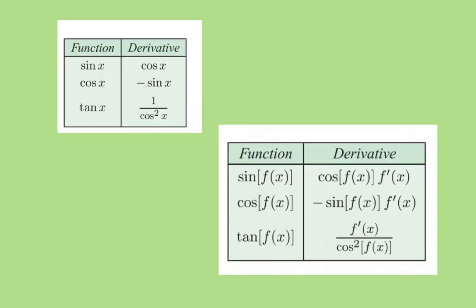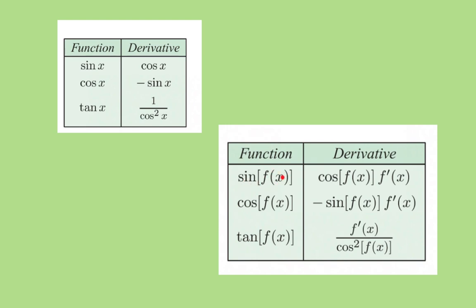Okay, so up in the left-hand corner, I've got the basic derivatives. Sine of x, derivative cos of x. Cos of x, derivative negative sine of x. And tan of x, derivative 1 on cos squared x. Down here are the ones that are a little bit more complicated that we'll mostly be using. So let's have a look at them.